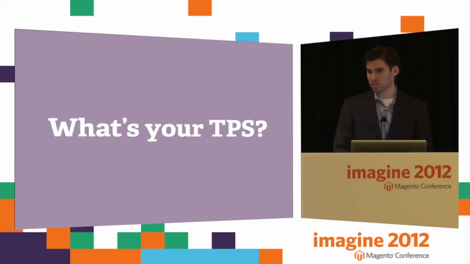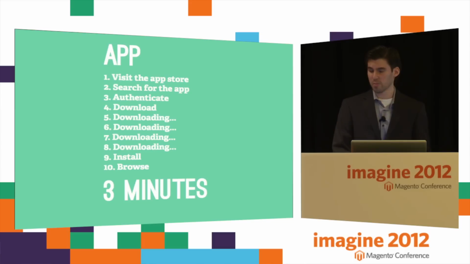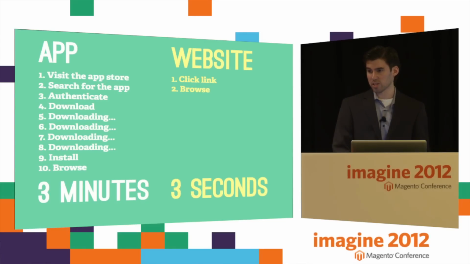What's your TPS? Not Lumberg's TPS. TPS is time pre-shopping. For a native app, users have a 3-minute delay before they can start shopping. They have to hit the app store, find it, authenticate, go through a whole download cycle, install, and then they can browse. For a website, their delay is 3 seconds.